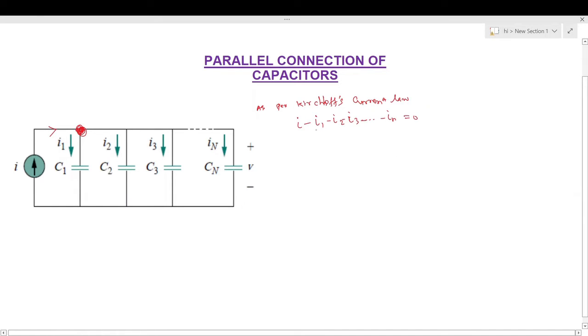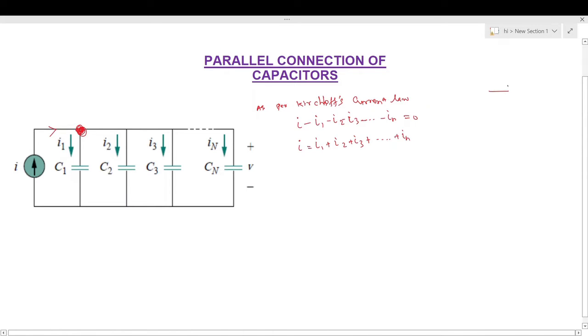If we transfer all the I terms to the right hand side, the equation becomes I is equal to I1 plus I2 plus I3 plus up to plus IN. Now we need to apply the values of capacitance and the voltage terms in place of I. So for that, we need to know the basics of capacitance.